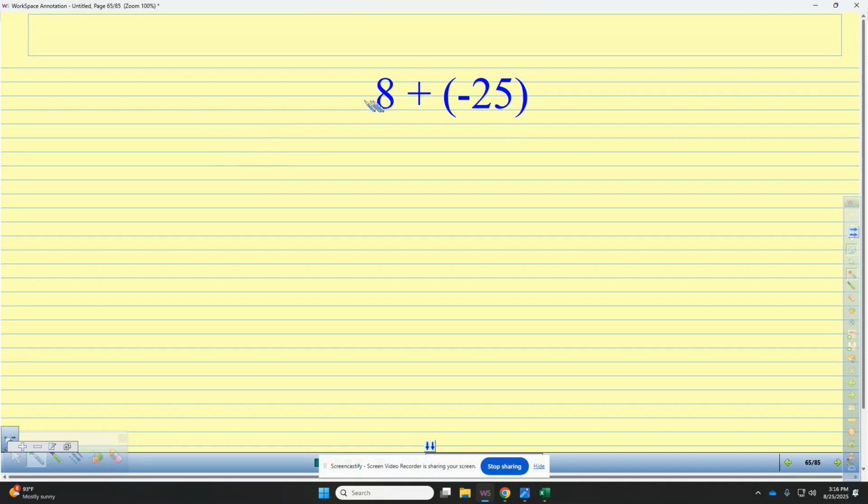Okay, so step 1, do we have double negatives? Nope. Step 2, what do we have more of? We have more negatives, so our answer is going to be negative. Step 3, are the signs the same or are they different? We don't see a sign here, so if we don't see a sign, it's positive. So I got a positive and a negative. So the signs are different. When they're different, we subtract.